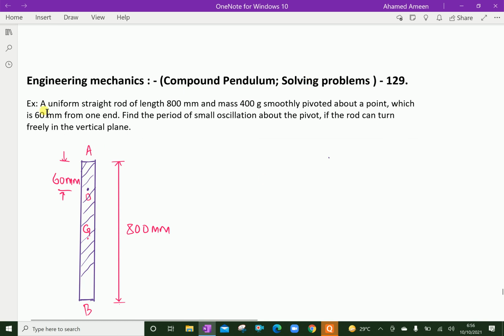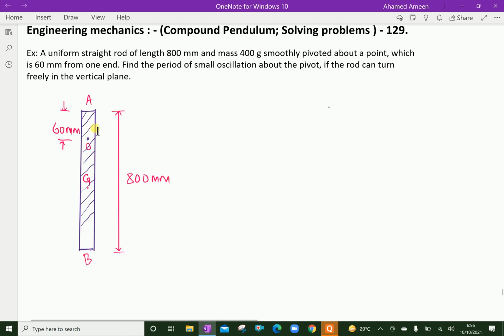Look at this example. A uniform straight rod of length 800 mm and mass 400 gram is smoothly pivoted about a point which is 60 mm from one end. Find the period of small oscillation about the pivot if the rod can turn freely in the vertical plane. Here, look at this rod. It is hanged vertically at the pivot point O, and the rod can oscillate like this.